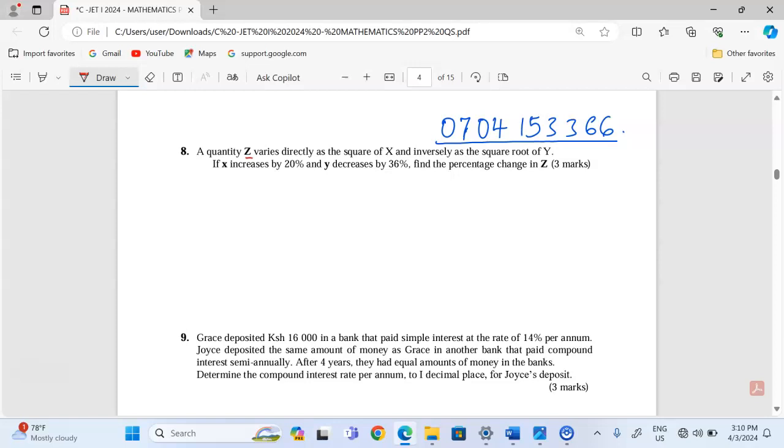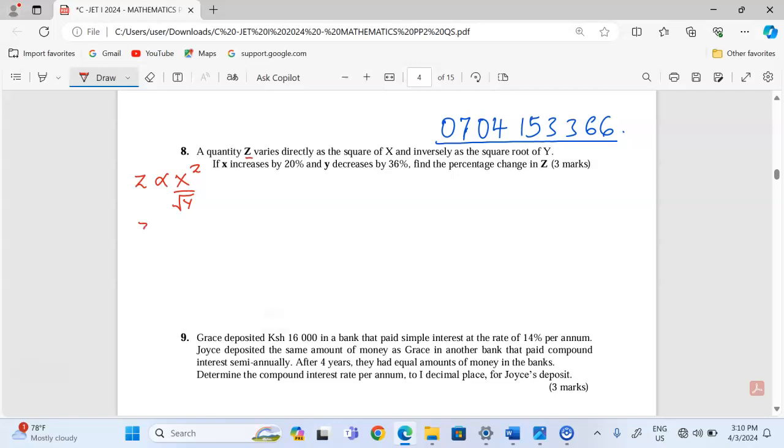Let me write a relationship between these three variables. We are given z, which is directly proportional or varies directly as the square of x, that is x squared, and inversely, that means we divide by the square root of y. Generally, this is how the variables are related.